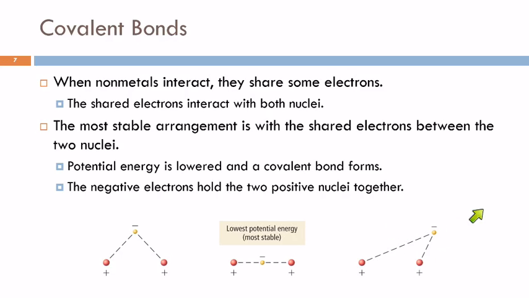We'll get maximum attraction, the lowest potential energy, if that electron is between the two nuclei. If we pull it off over here, that's less attraction and a higher potential energy. And so we find that the minimum potential energy is when those shared electrons are between the two atoms. And those electrons being shared between the atoms hold the two atoms together, and that is the covalent bond. It's the sharing of the electrons.